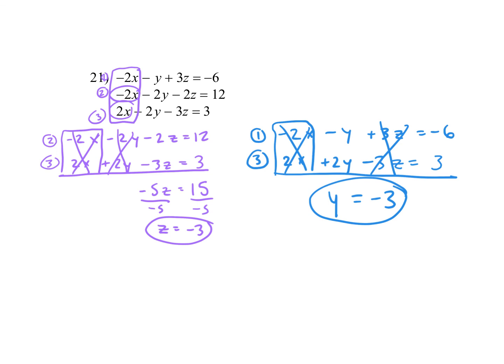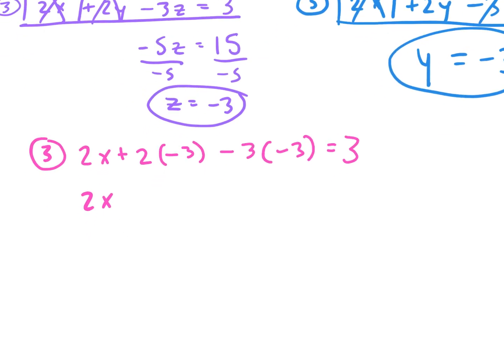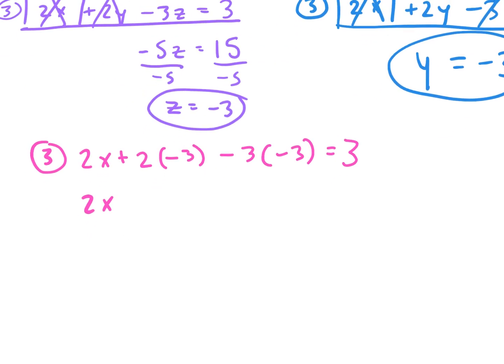So I have z and I have y. How do I find x? Plug it into what? Any of the three. Which one do you want to plug it into? Sure, let's plug it into 3. So we have 2x plus 2 times y, which is negative 3, minus 3 times z, which is negative 3, is equal to 3. So 2x, what's 2 times negative 3? Negative 6. What's negative 3 times negative 3? Plus 9 is equal to 3.